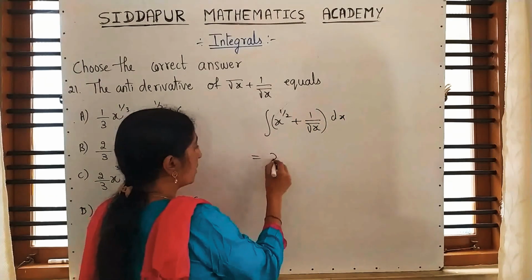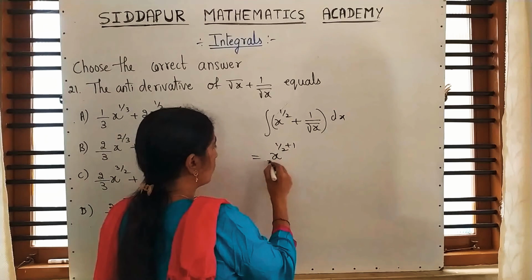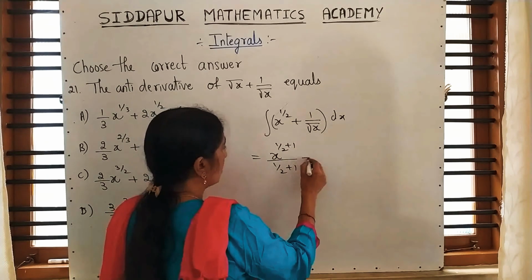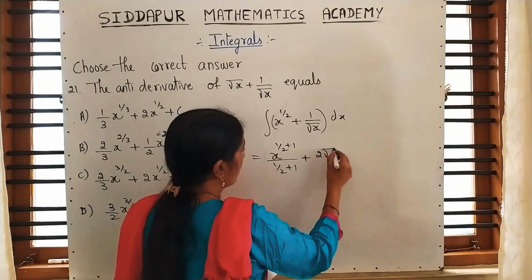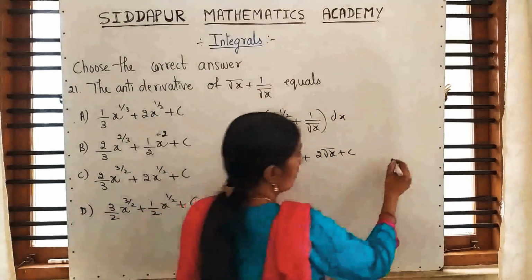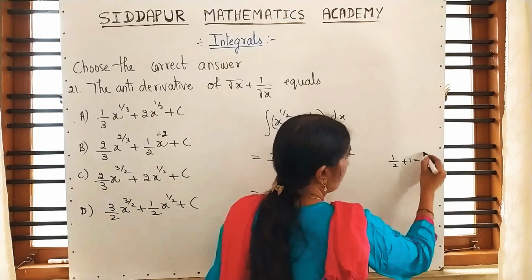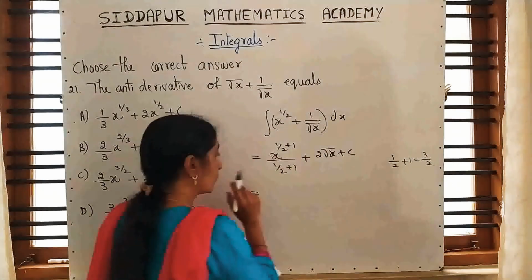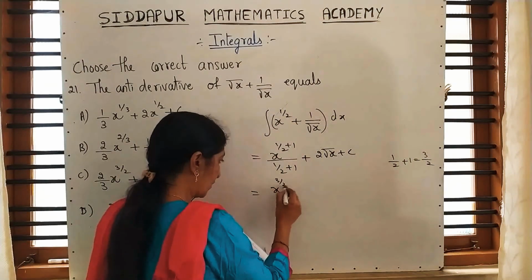Now integrate. It is x raised to half plus 1 upon half plus 1, plus integration of 1 by root x is 2 root x. After simplification, 1 by 2 plus 1 is what? 1 by 2 plus 1 is 3 by 2 in the denominator also. Otherwise, I will write one more step. Don't worry.